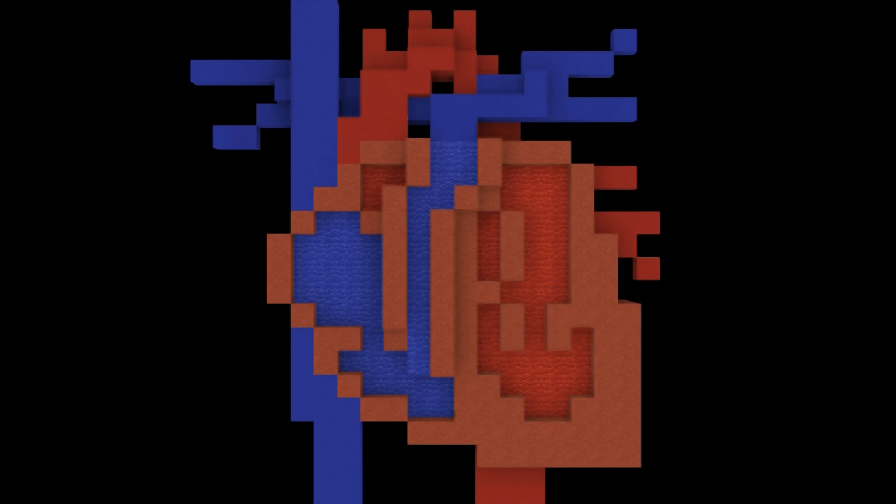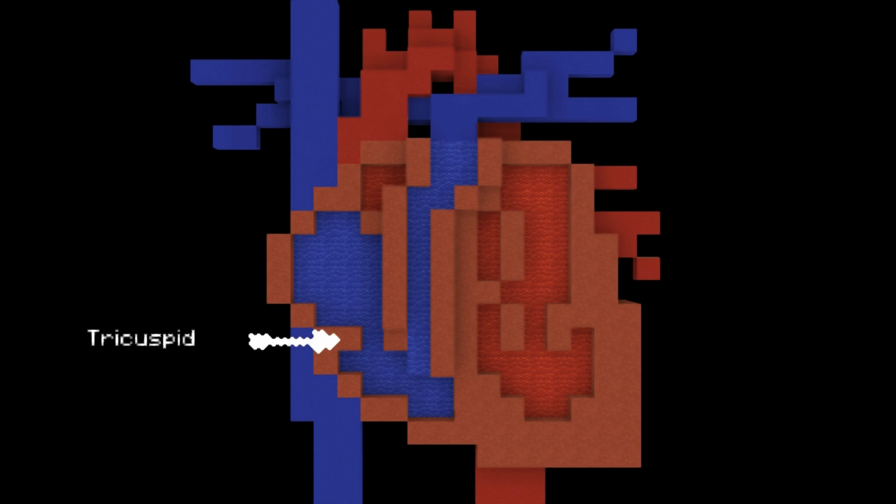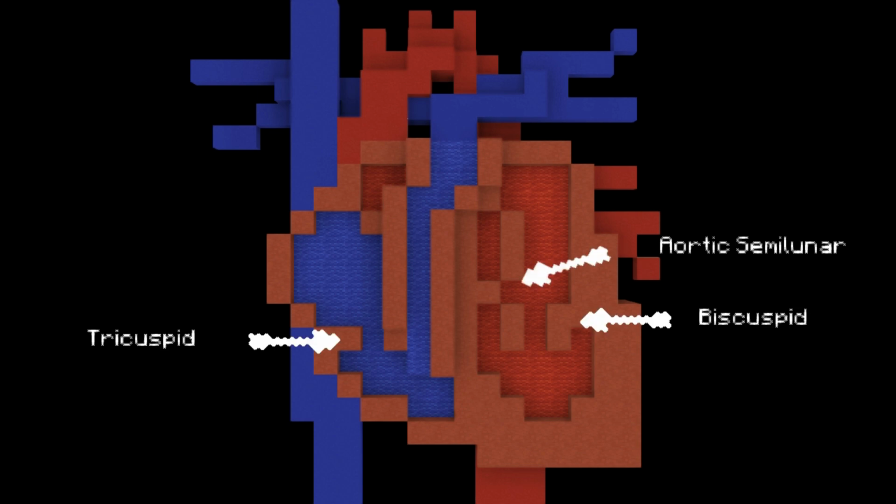What also lies in the heart are two atrioventricular valves and two semilunar valves that allow one-way flow of blood. The right atrioventricular valve is the tricuspid, and the left one is the bicuspid. Then, there's the aortic semilunar that lies between the left ventricle and aorta, and the pulmonary semilunar that lies between the right ventricle and pulmonary artery.